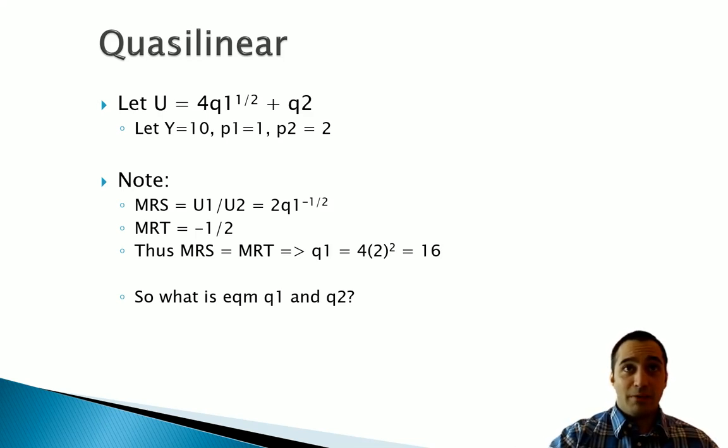So, note first that our MUs are very easy to find. MU2 is just 1. MU1 is just dU/dQ1. Bring the half down, we have 2Q1 to the negative 1/2. Hey, check, it worked. If we divide that by 1, we still get 2Q1 to the negative half. And MRT is just going to be the negative ratio of our prices, namely negative 1 over 2, so negative half. We know that when you solve the Lagrange method, the first two first-order conditions will simplify to MRS equals MRT. Therefore, we know it must be true that 2Q1 to the negative half equals 1/2. If you work that out, you'll find that that means Q1 must equal 4 squared. That is, Q1 must be 16. So then, work out for yourself, what is the equilibrium quantity of Q1 and Q2 if we believe the Lagrange method has given us something useful?